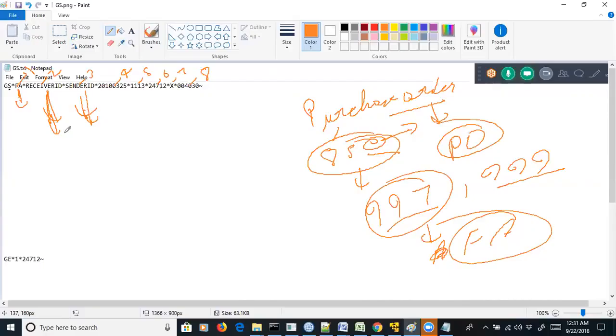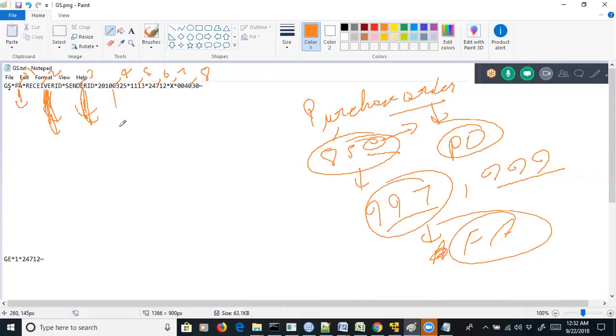Got it, guys? So this identifies the department in your company that has generated this purchase order, right? Suppose you have an IT department, a manufacturing department, a selling department, right? So which department has generated this purchase order? If IT has generated it, it will be here as IT of TCS, something like that, right? And in the receiver ID, you will specify which department this purchase order is for, right? So this is your sender and receiver.